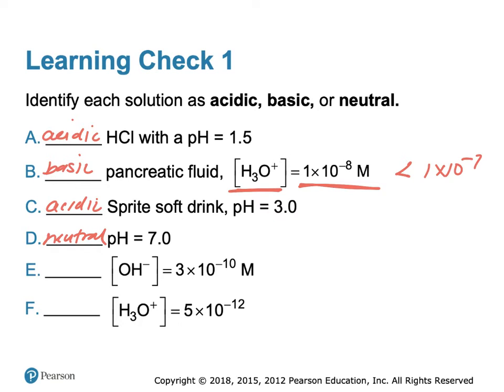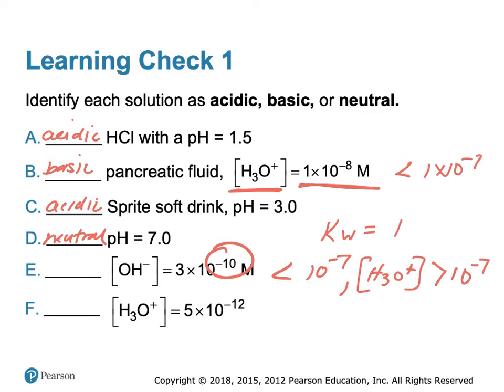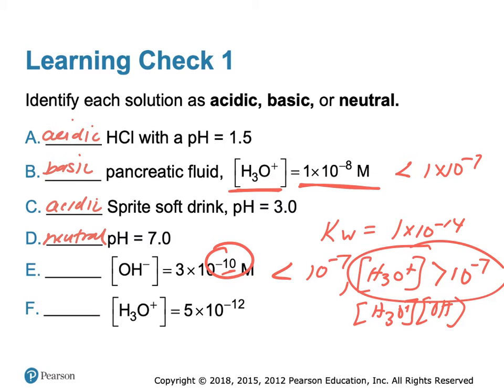We have an OH minus concentration that equals 3 times 10 to the minus 10. Now let's look at this exponent. Right, this exponent is less than 1 times 10 to the minus 7. So what this means, without doing any calculation, is that the hydronium ion concentration is going to be greater than 1 times 10 to the minus 7. Remember that Kw equals 1 times 10 to the minus 14, which is the hydronium ion concentration times the concentration of OH minus. Right? So I know just by looking at this, because this is to the minus 10, this absolutely has to be greater than 1 times 10 to the minus 7, so this will be acidic.